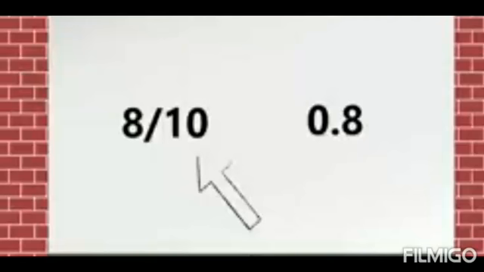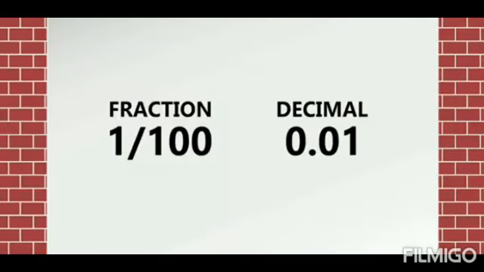Okay, if the denominator has two zeros, how many digits do you have to move? Yes, you have to move two digits towards the left. See, here is given 1 by 100. So what is the answer in decimal? 0.01. Okay, this is one example of how to move the decimal point. I hope you understand that.